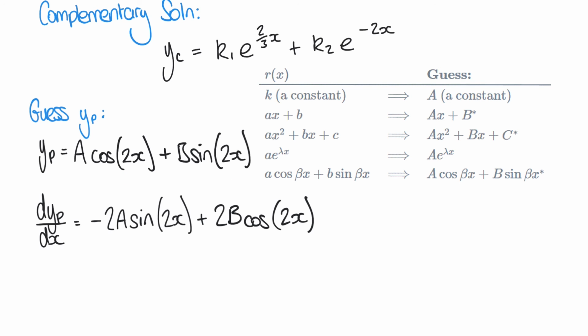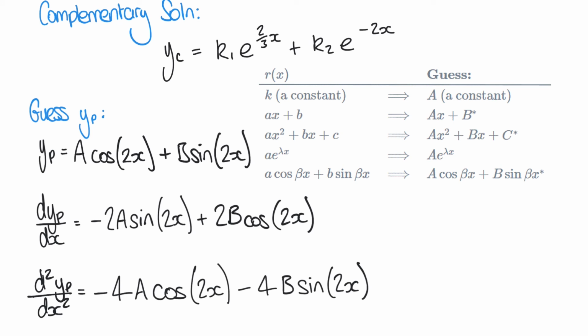Differentiating that, so we've got dyp by dx is going to give us minus 2a sine 2x plus 2b cos 2x. So remember, cos differentiates to become minus sine, and sine differentiates to become cos. And we're differentiating again. We want the second differential as well. And differentiating again, we get minus 4a cos 2x minus 4b sine 2x.